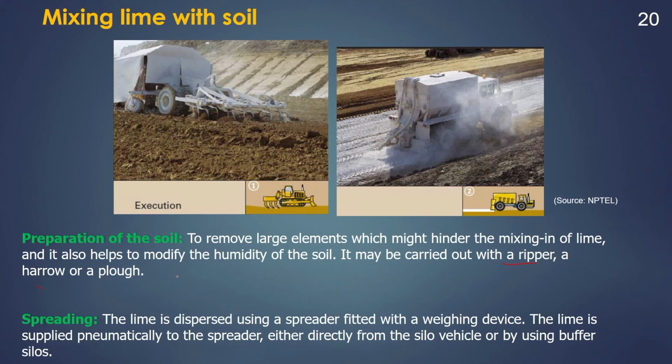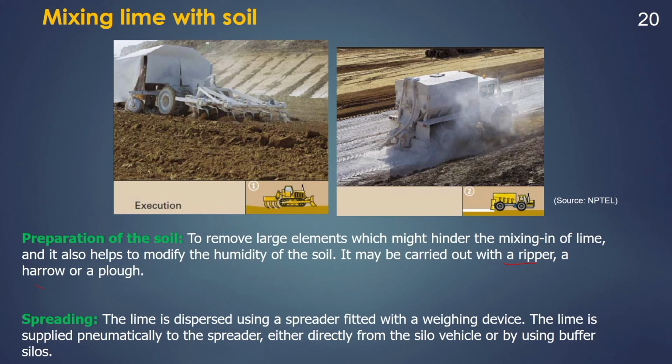Once the preparation of the soil has been performed, the next step will be the spreading of the lime. In the spreading process, the lime will be spread uniformly over the soil surface which has been prepared in the previous step. This can be achieved using a spreader which will be directly connected with a silo vehicle or using a buffer silo. So, in this process we could see that lime has been sprayed on the soil surface. The powder form of lime or lime in the form of slurry can be used. When we use the powder form of lime, then we need to add some water.